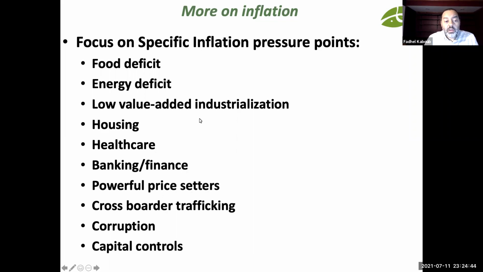Number three, focus on the low value added content of industrialization and start to escape that trap. In some countries, the sources of inflation may be related to housing or healthcare or banking and finance. It may be related to cross-border trafficking, which is the case in Zimbabwe and many developing countries. Corruption is critical. Capital controls are key tools for managing inflation.